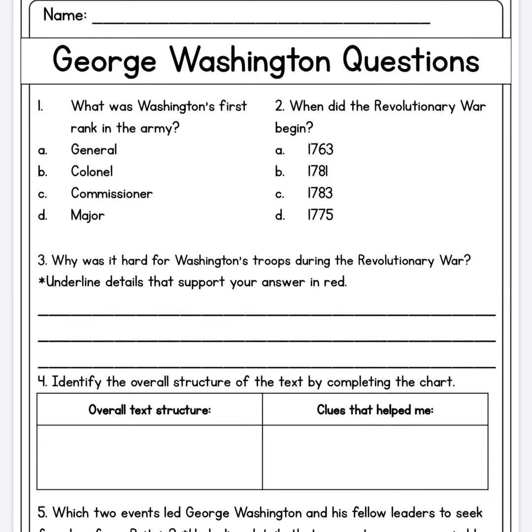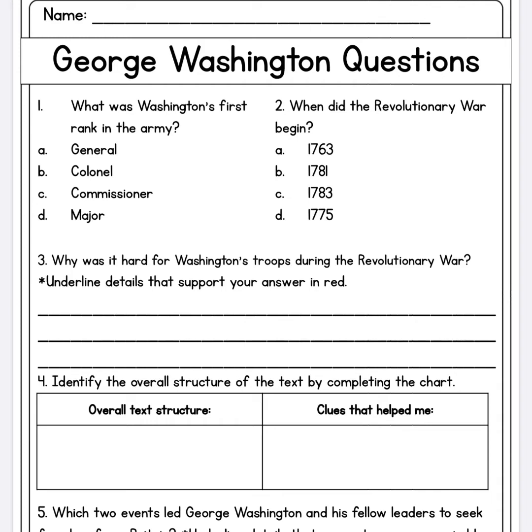Number 3, why was it hard for Washington's troops during the Revolutionary War? Underline details that support your answer in red. So I remember when I read the text, it stated that they were not trained and that they did not have enough food or supplies. So I would underline those two things in red.